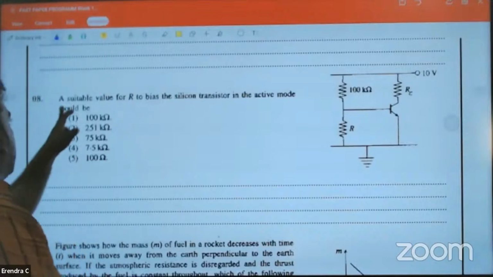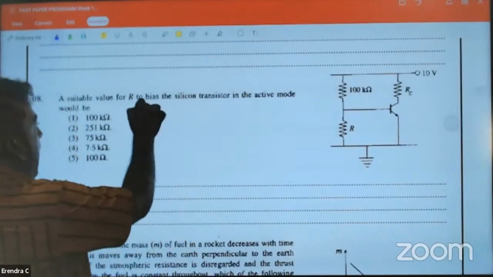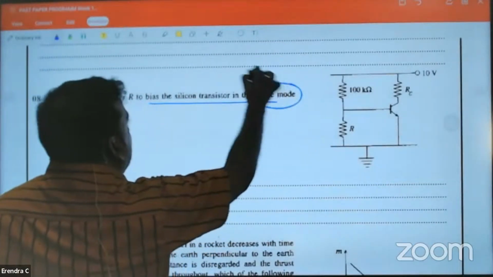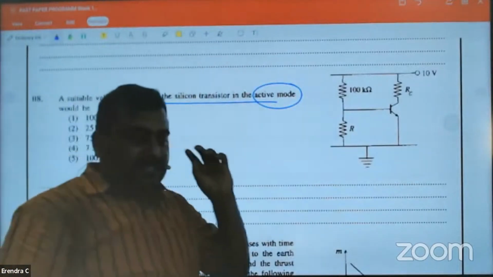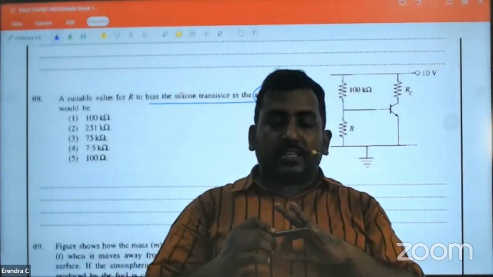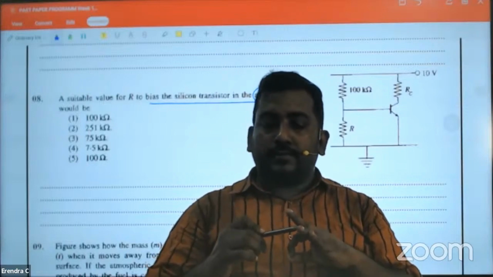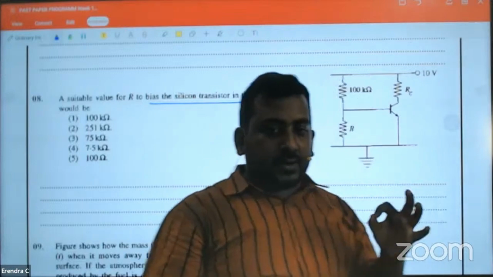A suitable value for R to bias a silicon transistor in the active mode. Now in transistors, there are 3 modes: saturation mode, active mode, cutoff mode. Okay? Saturation, active, cutoff.